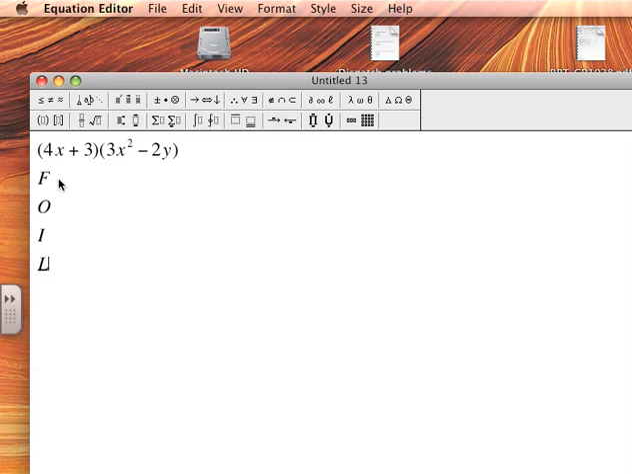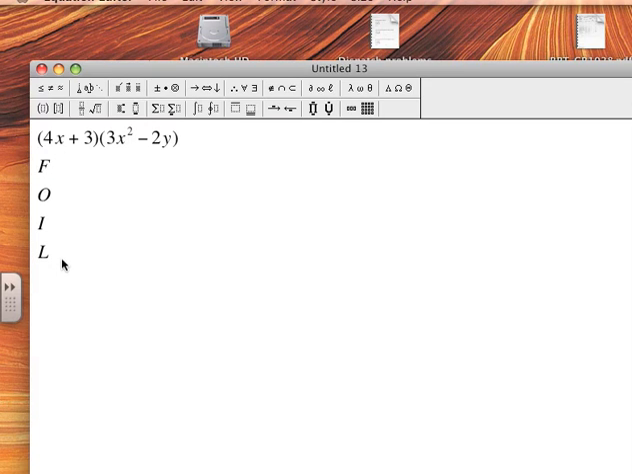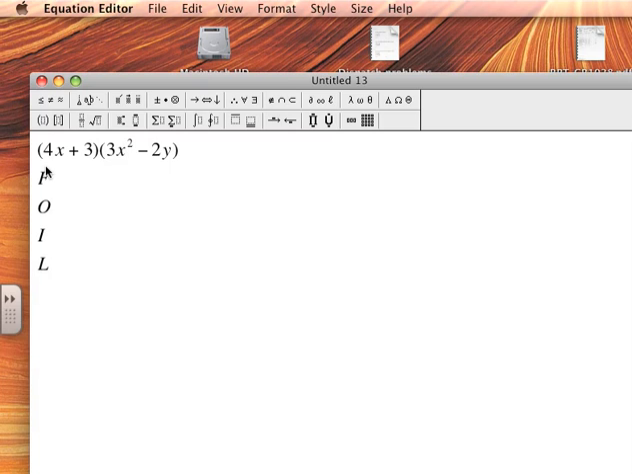And we came up with the FOIL technique a long time ago, and it's an acronym. And what an acronym is, you take the first letter of each word and you use it to form a new word, like FOIL. Now, what each word stands for: F stands for first, O stands for outside. I stands for inside, and L stands for last.